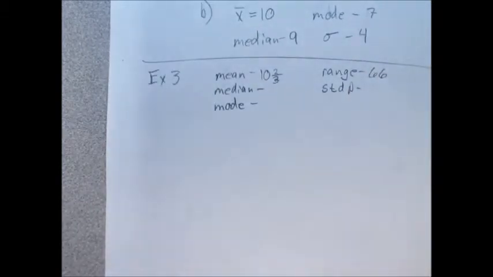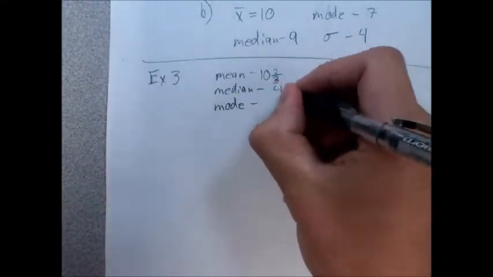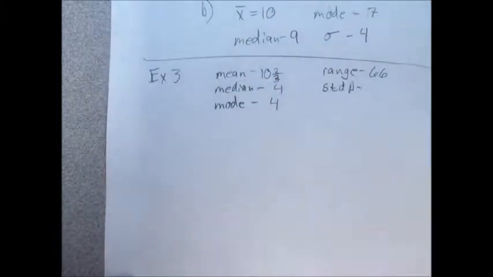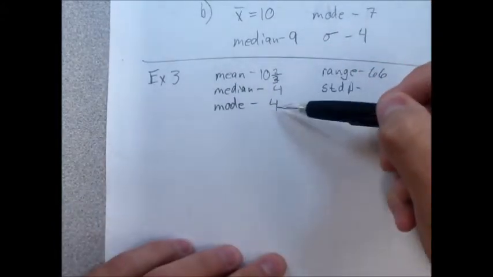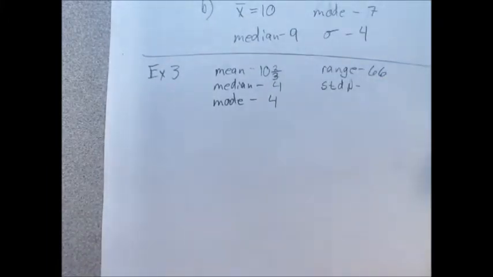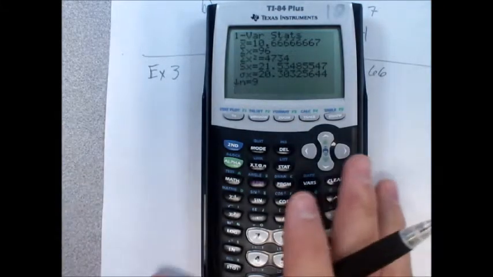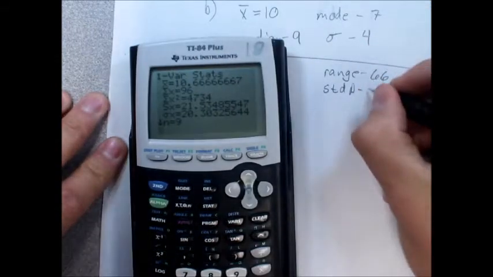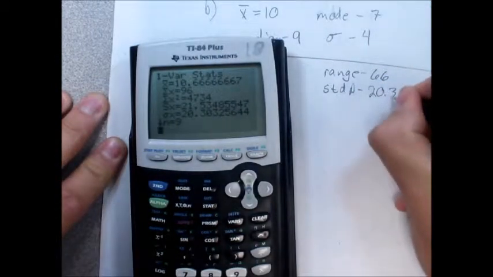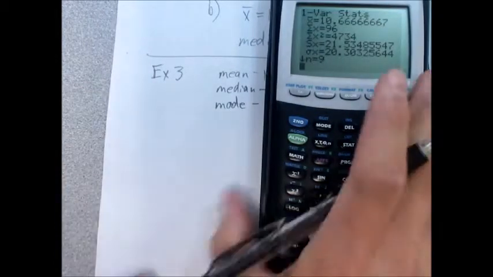I want to find my median. That's the middle number. I had 9 numbers, so it's going to be my 5th one, which is 4. The one that occurs the most is also 4. Now look at the difference in your measures of central tendency. We have 4, 4, and then 10 2/3. So that already gives you an indication as to what that outlier did to my data set. And then I want to find my standard deviation, 20.30, I'm going to put it to the hundredths, so 20.3 approximately.